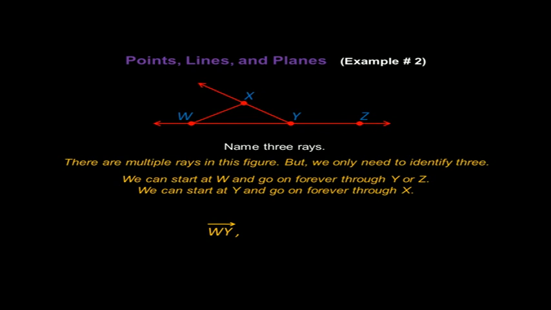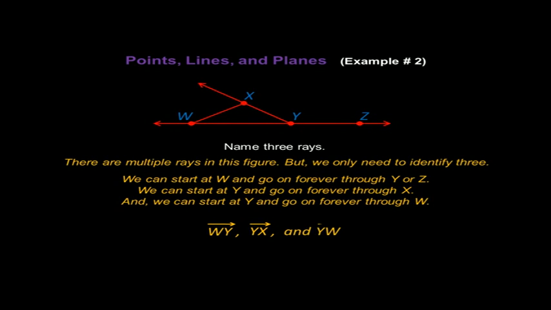Now we need 2 more. We can start at Y and go on forever through X. So let's identify that ray as YX. And we can start at Y and go on forever through W. So our third ray will be YW.